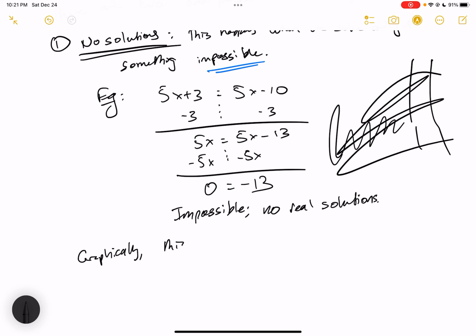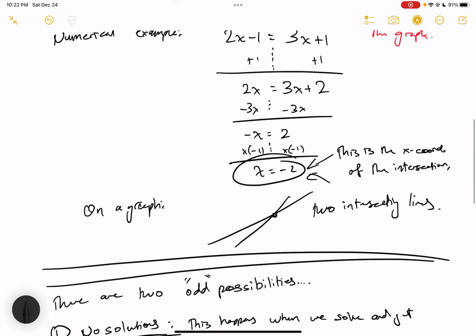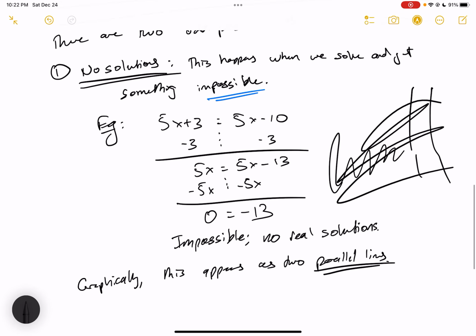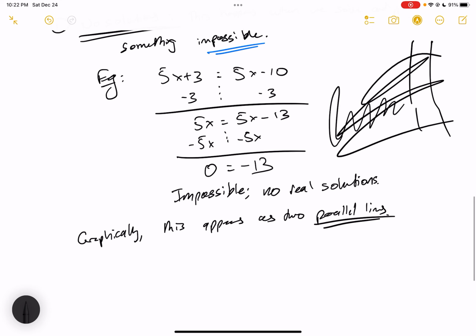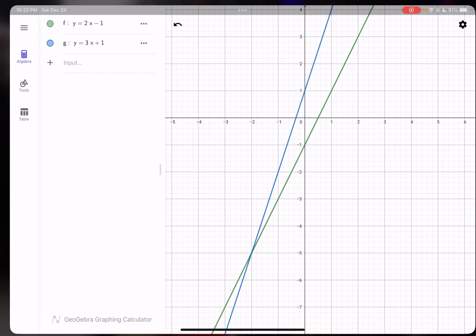So, graphically, this appears as two parallel lines. Note that before, the intersection point denoted a solution in our previous case. In here, if there is no real solution, that implies that there's no intersection. No intersection. So graphically, these two lines will never, ever cross paths. Let's see that in GeoGebra.